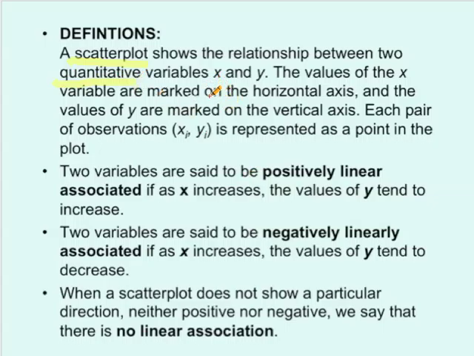Now, each observation is an ordered pair. So you have an observation of x by y, and it's represented as a single point on the plot. Now, if you plot those points and you see a positive linear trend, what we're talking about is that x increased and y increased. In other words, as x went up, we also know that y went up. So they both were increasing.